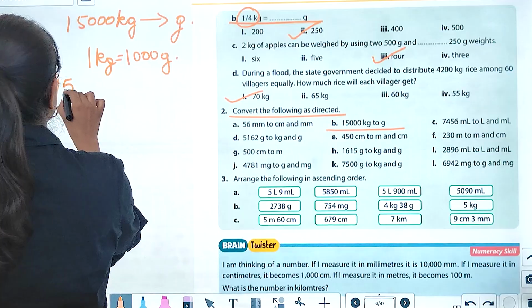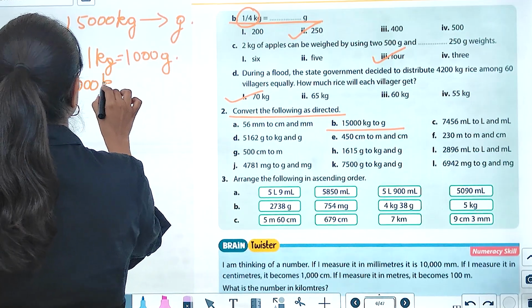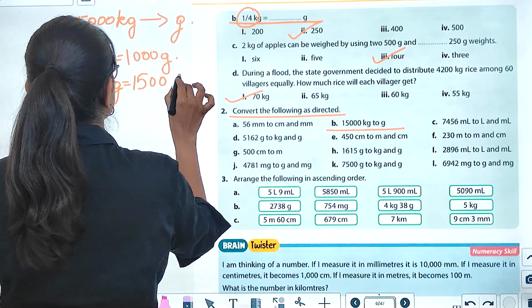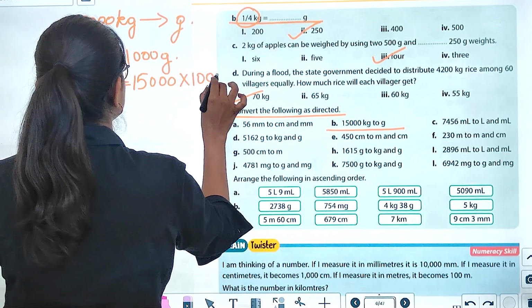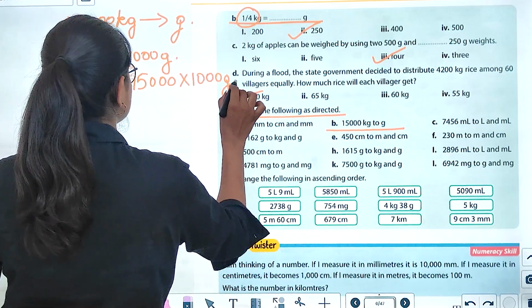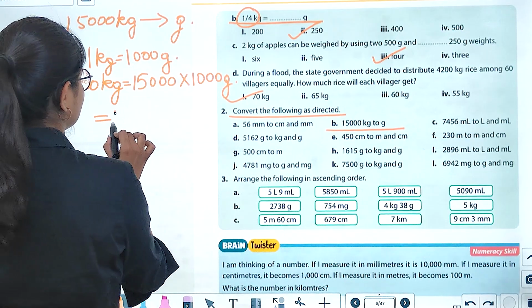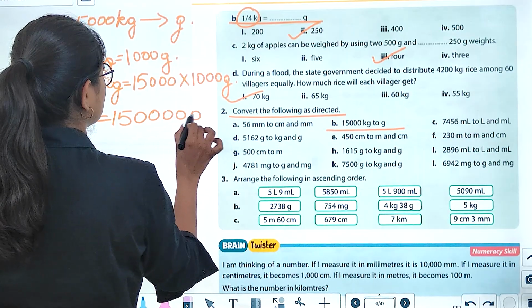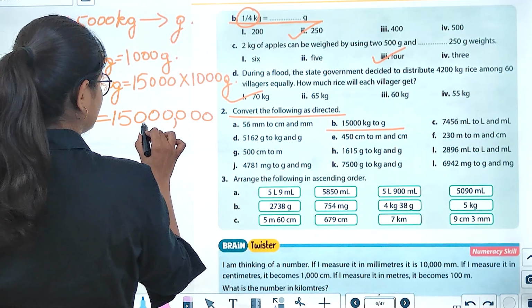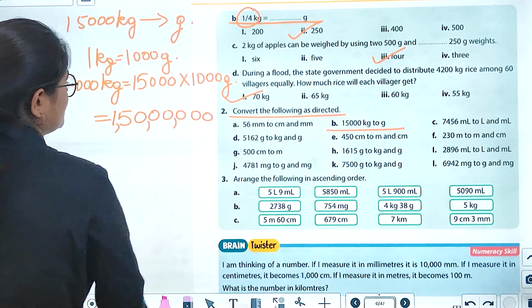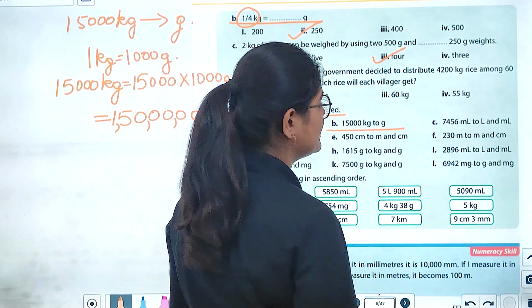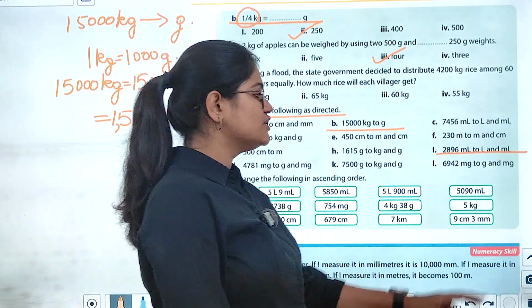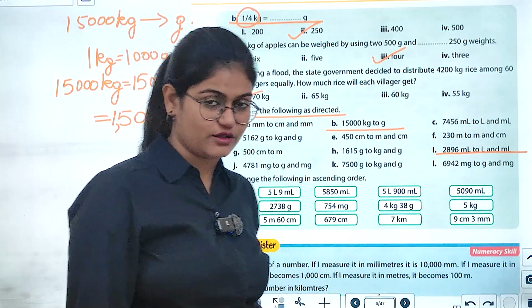So 15,000 kilograms is equal to 15,000 into 1000 grams, right? So it will give the answer. Let's pick one more, which says 2,896 milliliters to liters and milliliters also, right?